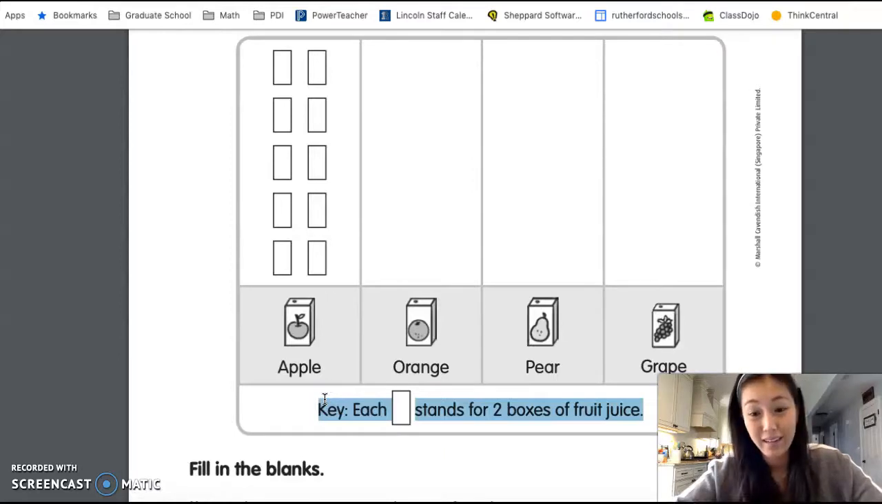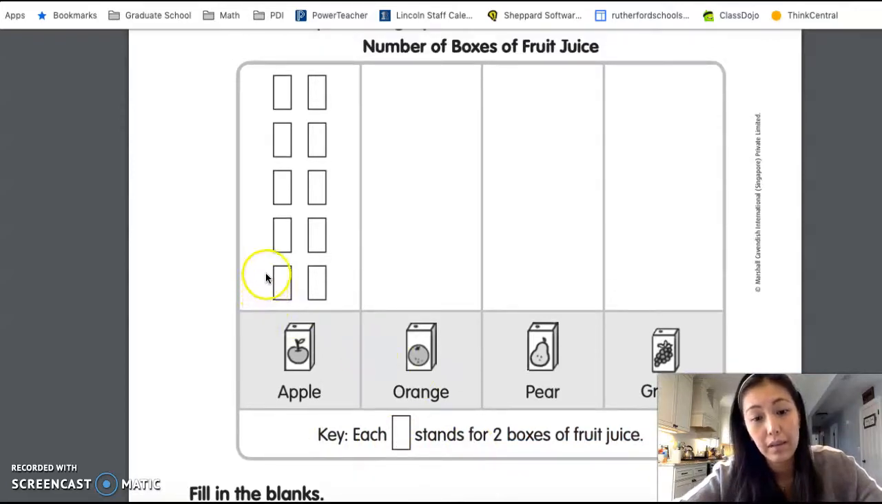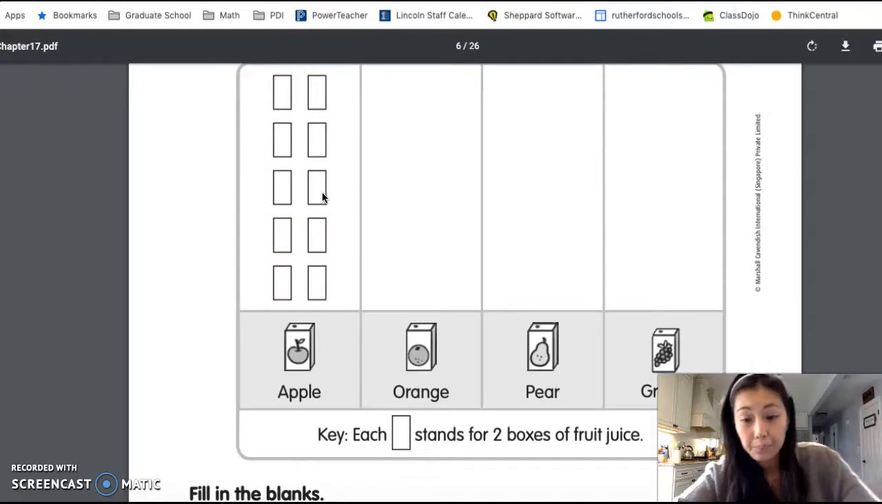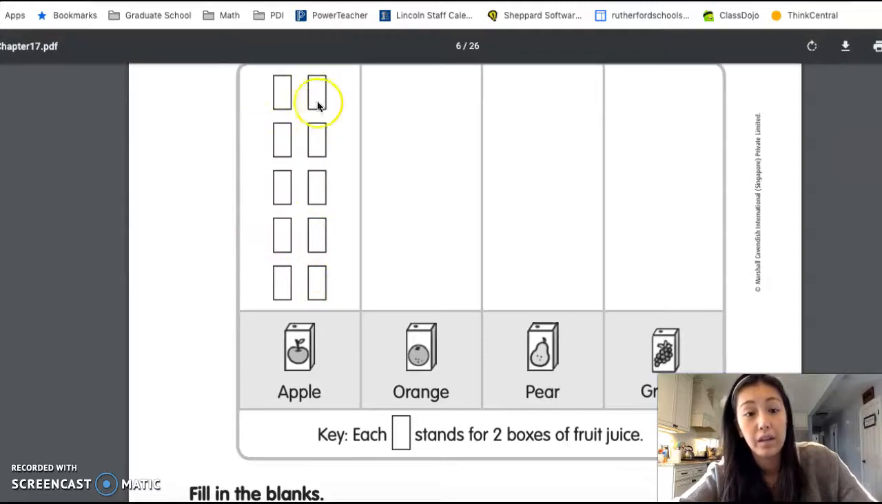If somebody said key and they raised their hand, you are right. It is the key. So the key here says each rectangle stands for 2 boxes of fruit juice. Now we know that we labeled and wrote 2, 2, 2, 2, 2, 2 to make a total of 20. So again, I shouldn't see 20 rectangles, boys and girls. We knew that there were 20 for apples, but we can see here that there are 1, 2, 3, 4, 5, 6, 7, 8, 9, 10.